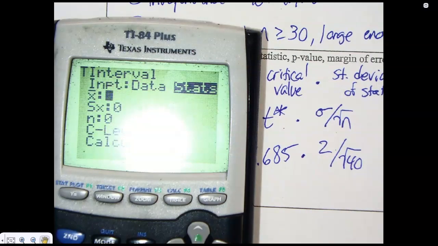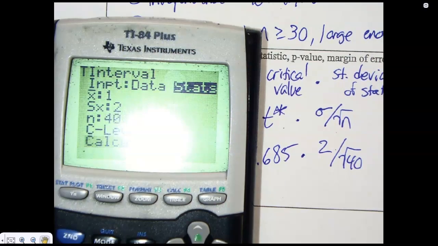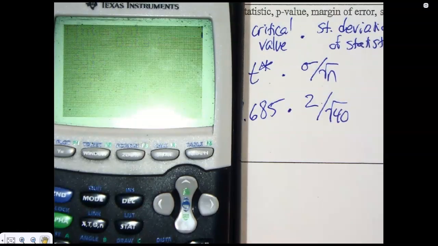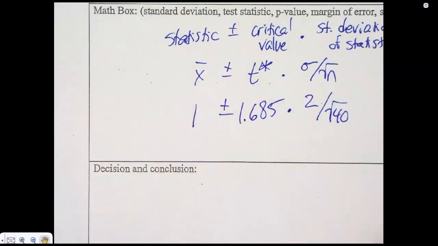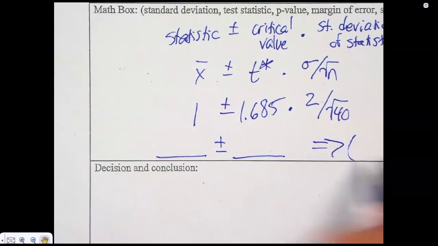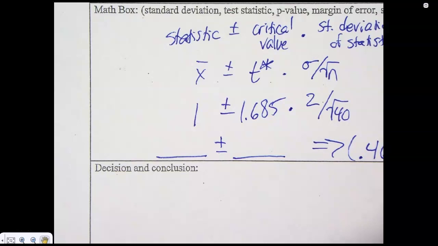So x bar is 1. The standard deviation is 2. And n is 40. Confidence level is 0.9. We good? You with me? Okay, calculate. You still have to write this part, but that shortcutted us to here. So 0.467, comma 1.53.